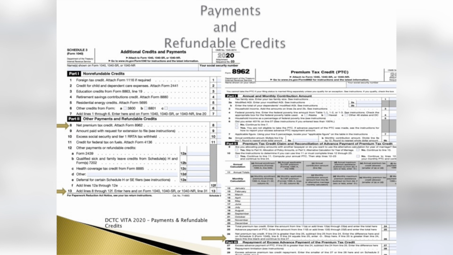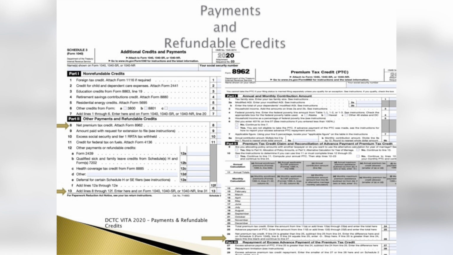Line 8 will generally be the VITA client. Line 8 is Net Premium Tax Credit, attached Form 8962. We've seen references to the 8962 in an earlier segment on tax and non-refundable credits. In that lesson, I said that the taxpayer could possibly have excess premium tax credits because of paying a lesser amount of health insurance obtained through the marketplace.